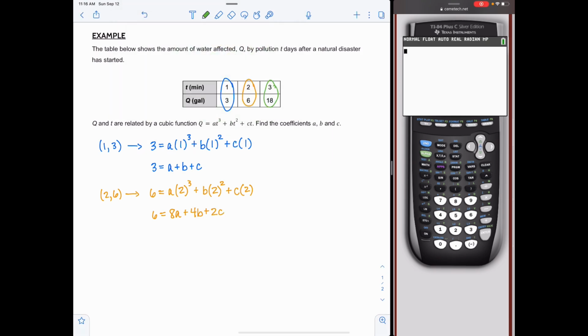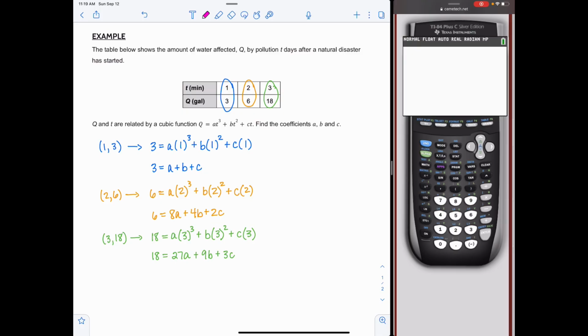Then we look at our last point, (3, 18), and we're going to repeat the same process. We're going to have 18 equals a times 3 to the third power plus b times 3 to the second power plus c times 3. And that will simplify to 18 is equal to 27a plus 9b plus 3c.